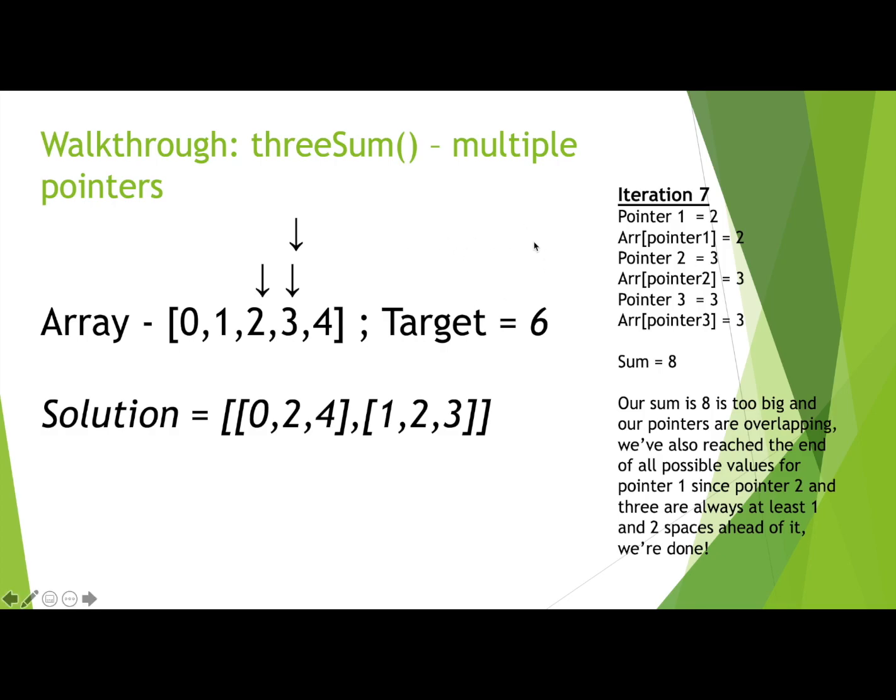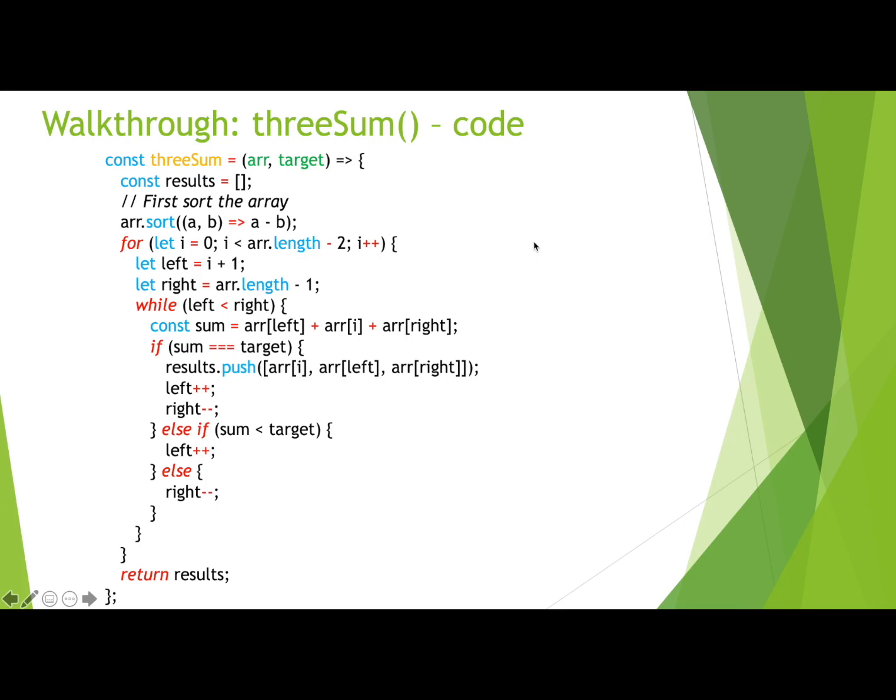Okay, let's move on and walk through the code. So we instantiate the 3sum function, and it takes an array and a target. And then we have const results, which is equal to an empty array. First, we're going to sort the array. So this is the case where we don't have a sorted array to begin with.